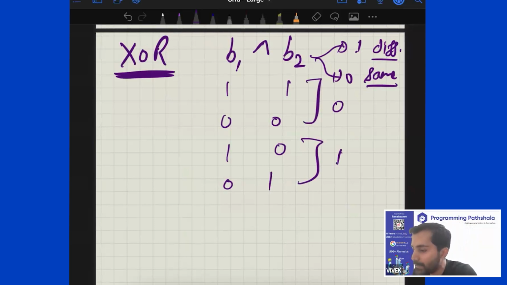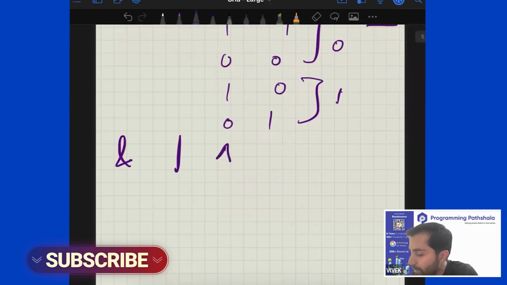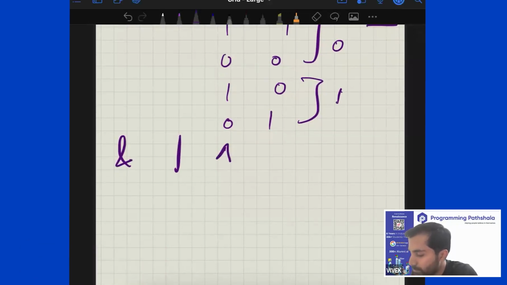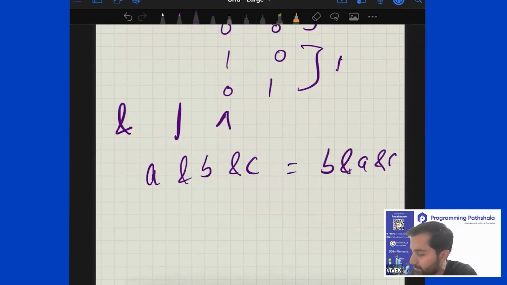At this point of time, I'll tell you one more thing. All these operators like bitwise AND, bitwise OR, bitwise XOR, they can be applied in any order. So what I mean by that is, if you are taking, let's say, A and B and C, it's same as doing B and A and C. So you can just take the AND operation of these numbers in any order.